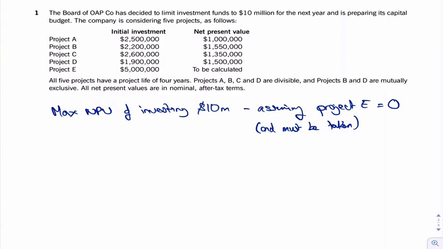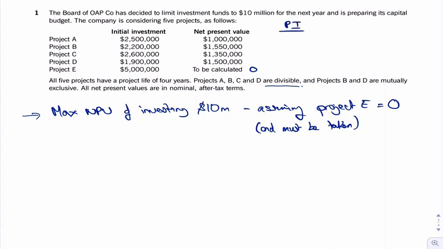Okay, so the question said, can we maximise the NPV by investing 10 million, assuming that project E, this project here, has an NPV of 0, but it must be taken? And it says all 5 projects last 4 years, and A, B, C, and D are all divisible. So as they're divisible, we can use a profitability index.